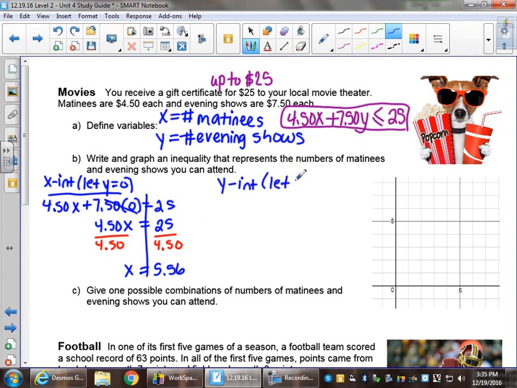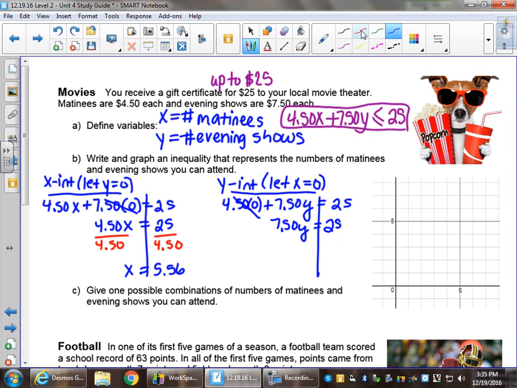Y-intercept, let x equal 0. That's 4.50 times 0 plus 7.50y equals 25. That's now gone, so I have 7.50y equals 25. Divide both sides by 7.50. 25 divided by $7.50. We get y equals 3.33. So I'll just say 3.33.